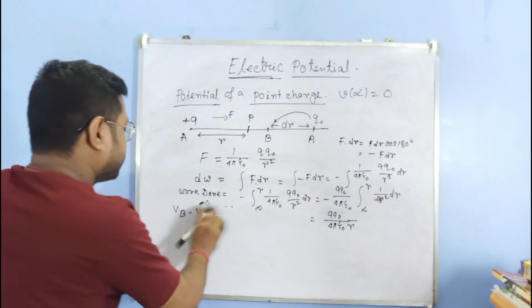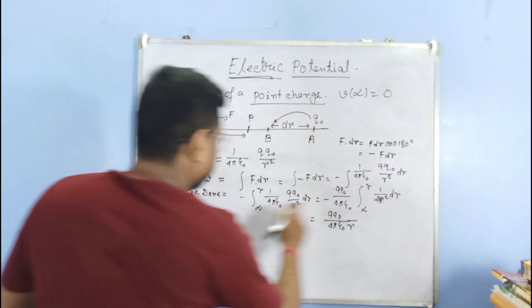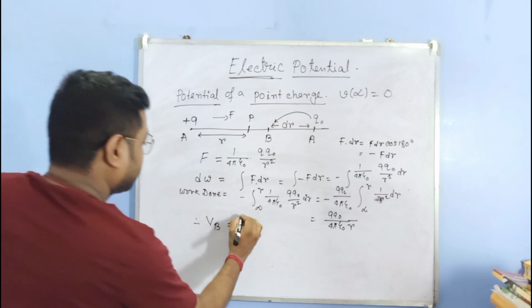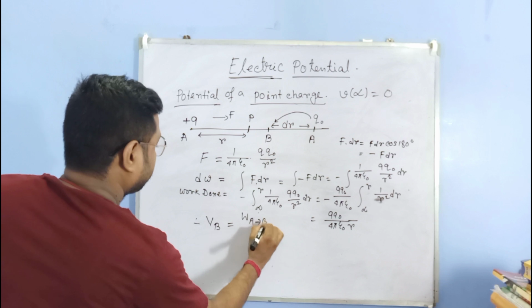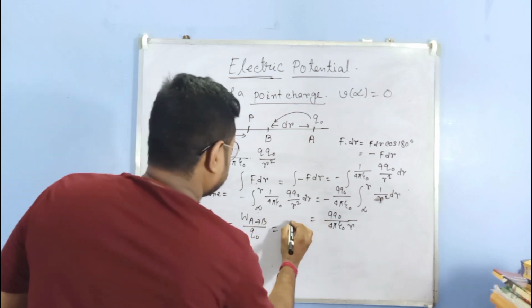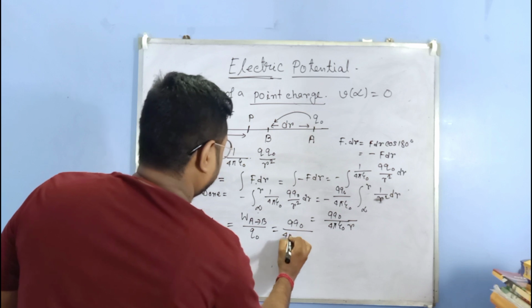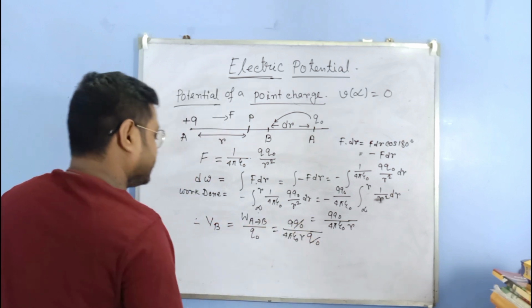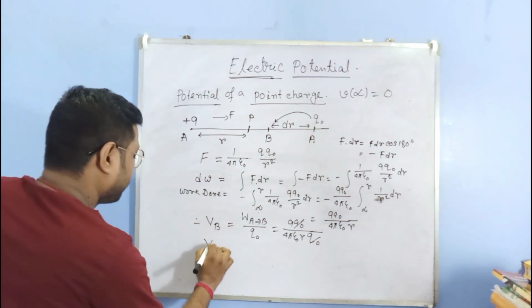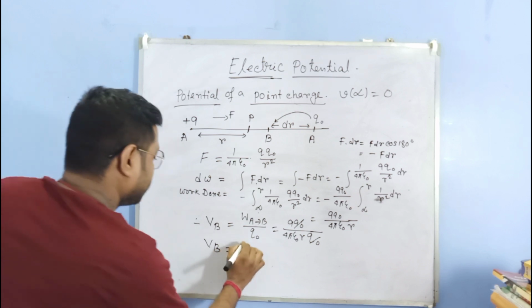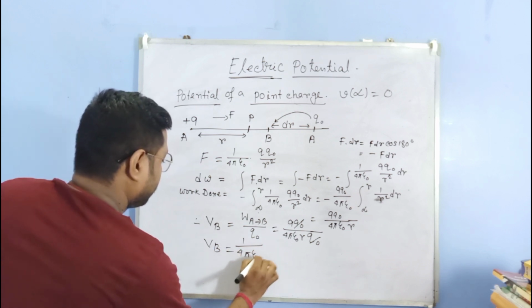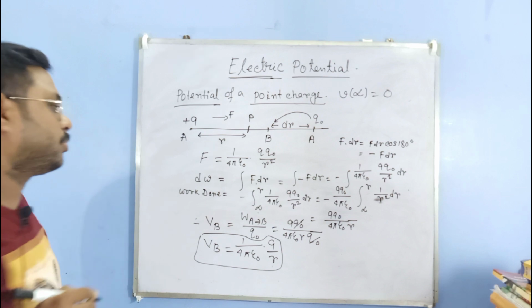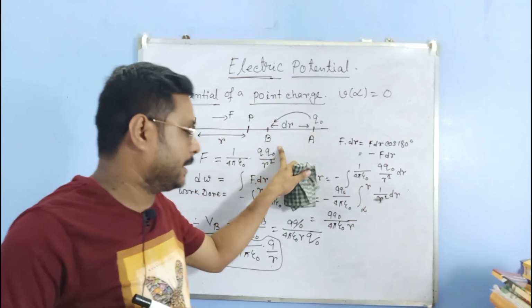According to the definition, if this is the work done, then what is the value of potential at B? That is V of B must be equal to W from A to B by Q0. Here W is Q0 by 4 pi epsilon naught R, divided by Q0. So this Q0 and this Q0 cancel. So you get the value of VB, the potential at B, is 1 divided by 4 pi epsilon naught Q by R. This is the expression of the potential at point B.